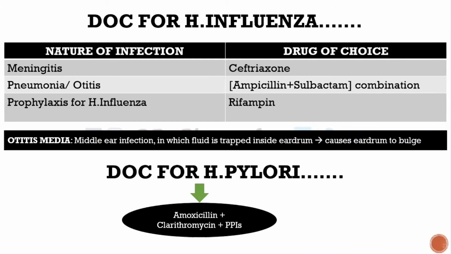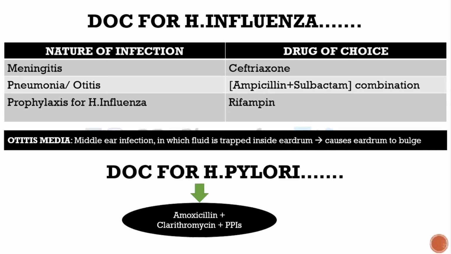And if you want to take a prophylactic medicine for H. influenzae, maybe you came in contact with a patient who is having H. influenzae infection, or as a prophylactic therapy for H. influenzae, we usually give rifampin. Rifampin is actually an anti-tubercular agent, but it is a drug of choice for prophylactic therapy for H. influenzae.